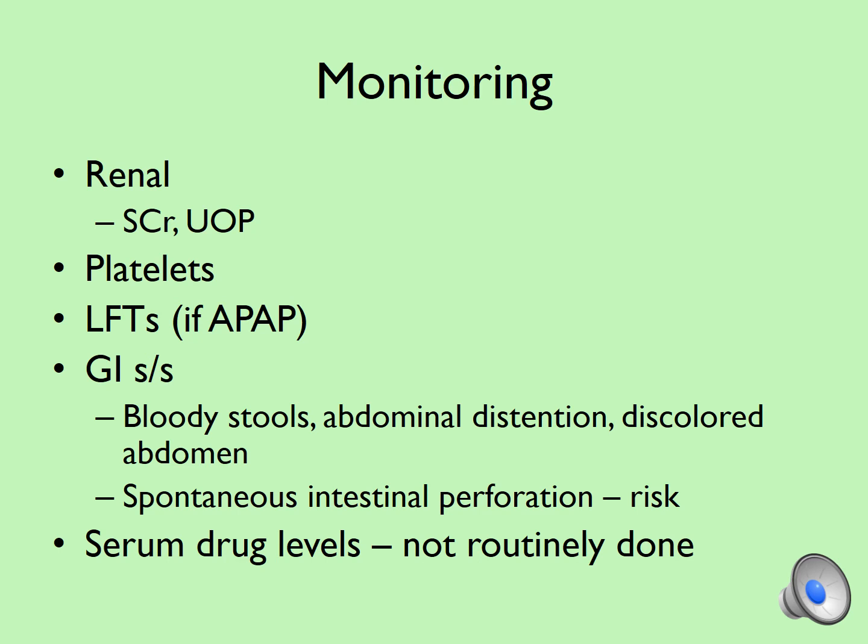Now for monitoring, we want to look at renal function using serum creatinine and urine output, and platelets, especially if given NSAIDs. Given acetaminophen, we really want to look at LFTs. Again, if we're giving NSAIDs, we want to look at the GI tract and see if there are any signs and symptoms of GI side effects, such as bloody stools, abdominal distension, discolored abdomen, and there's also a risk of spontaneous intestinal perforation. Additionally, some get drug levels, but this is not routinely done.